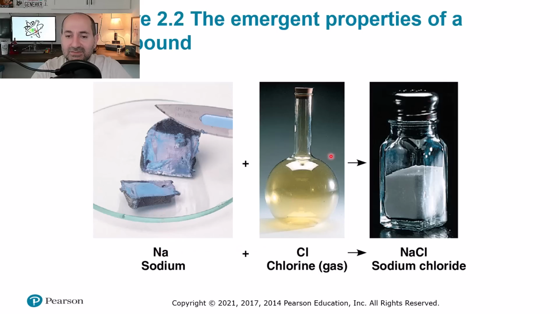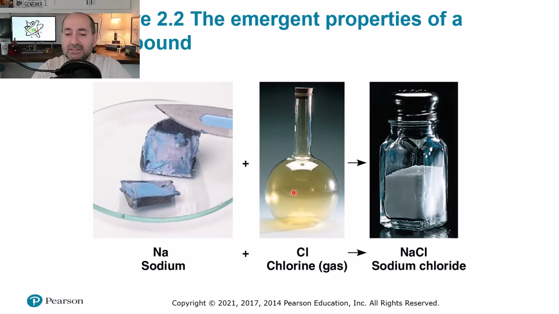Chlorine exists as a gas. Okay, chlorine is a gas, and not only is it a gas, but it is a toxic, hazardous gas. You do not want to breathe chlorine gas. Okay, it is quite poisonous. But look at this: when sodium reacts with chlorine to form the compound sodium chloride, it becomes a yummy table salt.